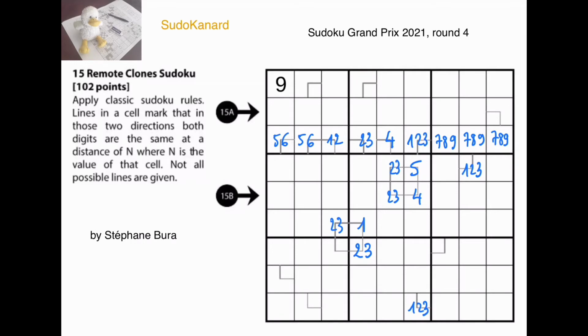Now let's look at this. The maximum distance here is 5. But this is different from 1, 2, 3 and from 4, so it has to be 5. And this cell is cloned into this cell. So we get a 1 here, and this 5 is fulfilled.